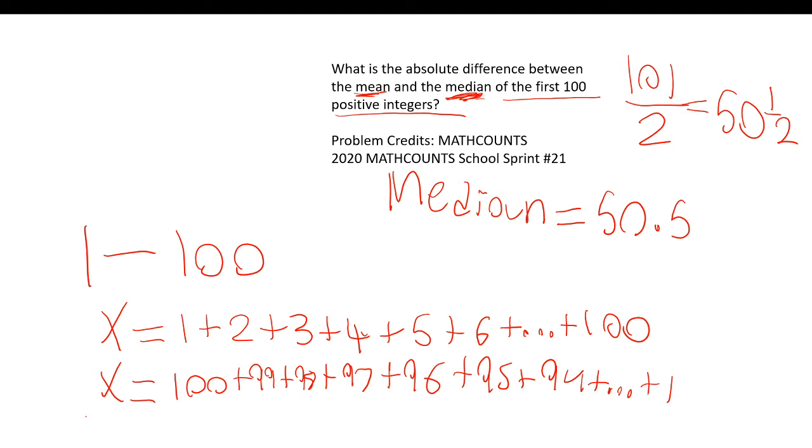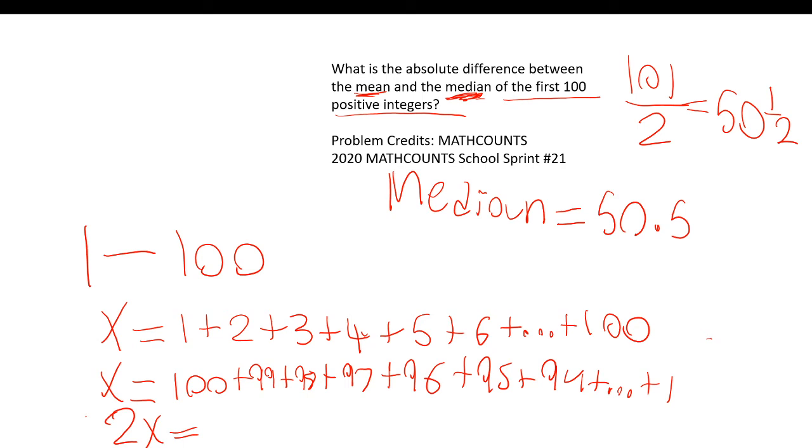Now, let's add these equations. If we add these equations, this is 101, this is also 101, this is also 101, these sums are all 101. So we know that this sum of 2x is equal to, so if we have 2x over here, right? And now 2x, if we add these, each of these sums is 101.